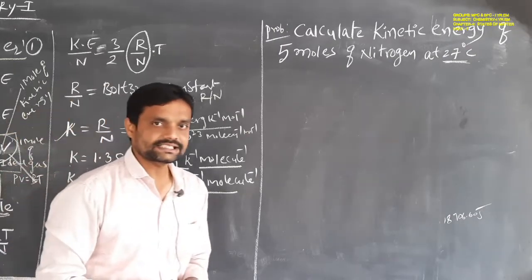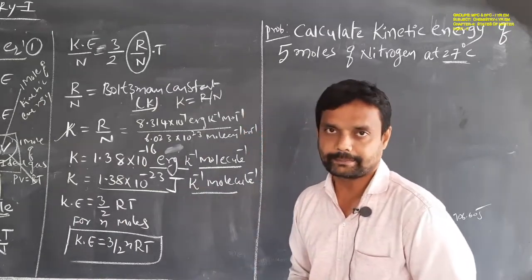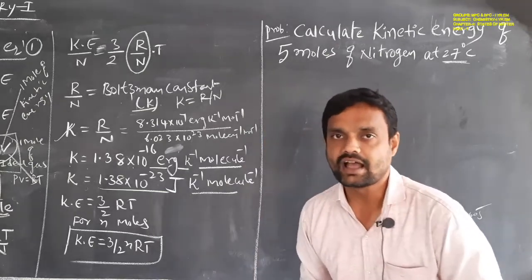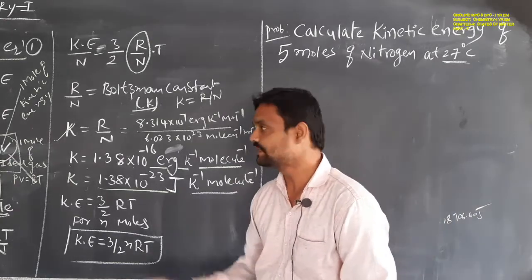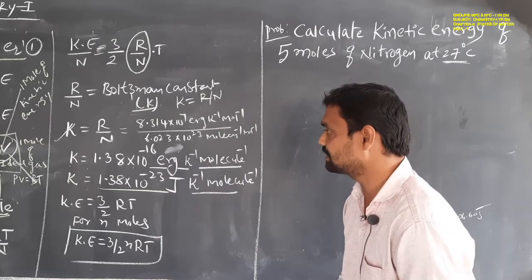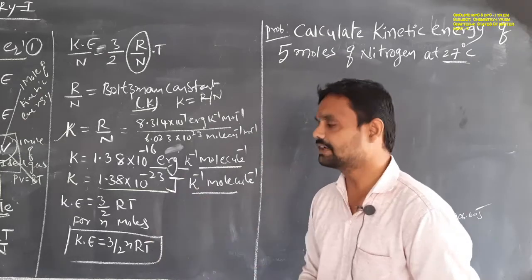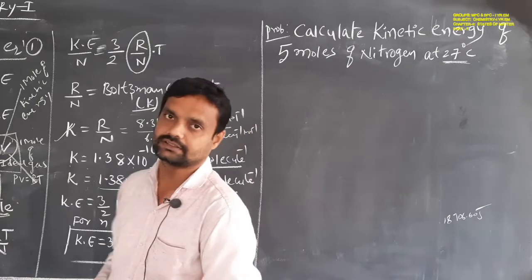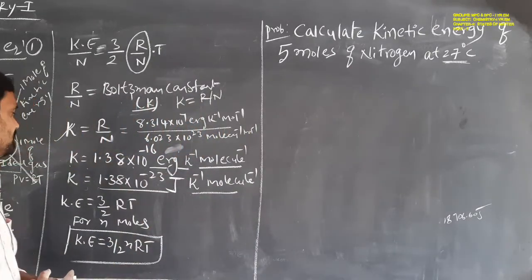The Boltzmann constant is the ratio of the universal gas constant and Avogadro number, that is R by N. It is denoted with k. Its value is 1.38 into 10 power minus 16 ergs per Kelvin per molecule and 1.38 into 10 power minus 23 joule per Kelvin per molecule. So, this is about the Boltzmann constant.